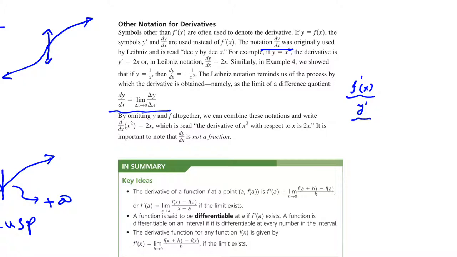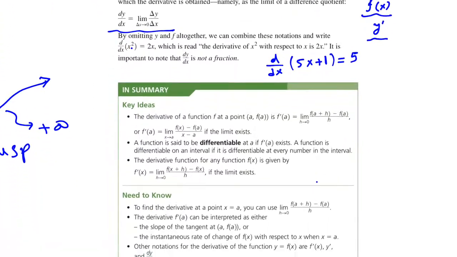If we use the definition of derivative and find the derivative of x squared, we see the derivative of x squared is 2x. Therefore, we say d/dx of x squared is 2x. If we use the definition of derivative, first principle, or the limit of f of x plus h minus f of x over h as h approaches 0, we see the derivative of 5x plus 1 is 5. Therefore, d/dx of 5x plus 1, which is the same as saying the derivative of 5x plus 1 with respect to x, is 5.